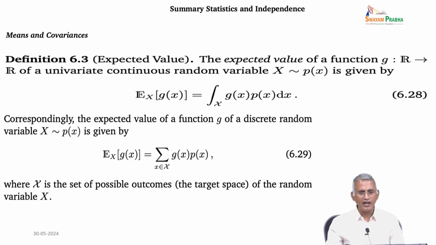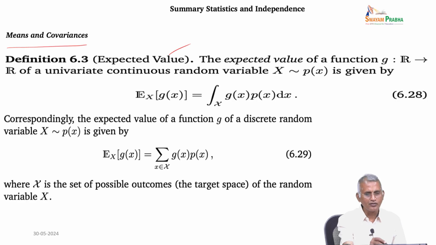Now, we have a summary of statistics and independence. So, let us start with the definition of means and covariances. For the definition of expected value, the expected value is a function g from R to R of the univariate continuous random variable x, with density P(x), given by the expectation of g(x) over x, equal to the integral over x of g(x)P(x) dx.